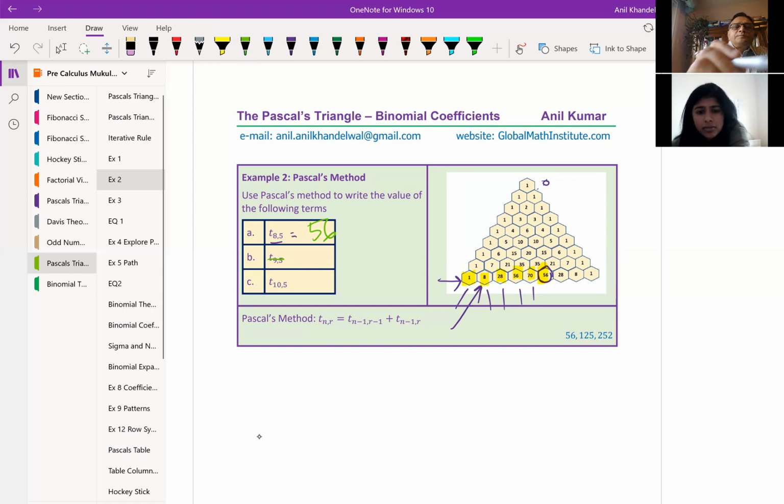T95, so there's no T95, so we would have to add the two terms before it up and then add them. Add them up to get T95: 70 plus 56, you will get 126 as your answer, correct? So that is how you're going to get it.